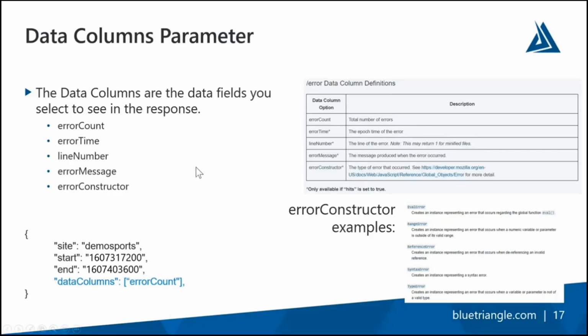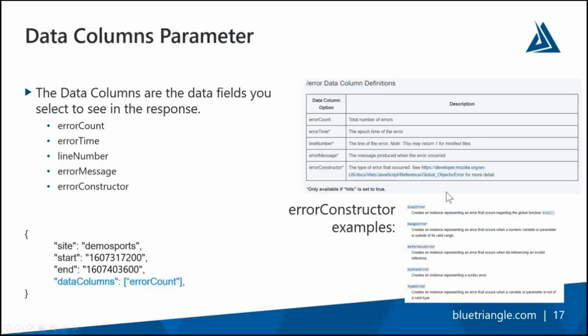There's a lot of these for the performance and resource endpoints, but with the error endpoint, there's only really 5 things that you'll be able to put into the data columns: error count, error time, line number, error message, and error constructor. So you'll notice we've been building the request JSON over here. This is actually going to be a valid request that we'll send to the API here in just a second. We'll show you what the response looks like.